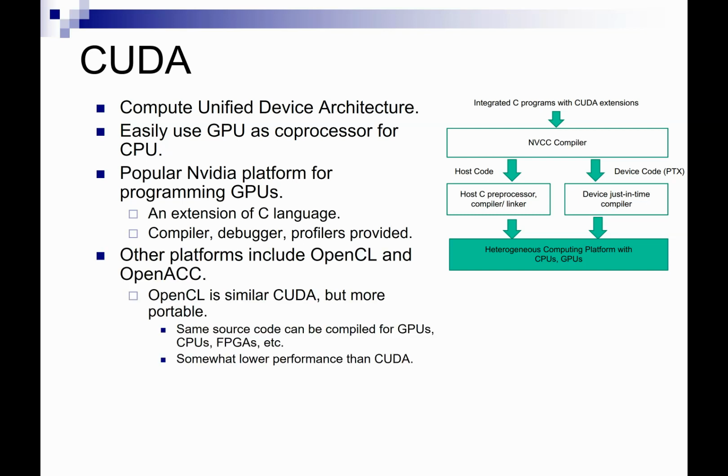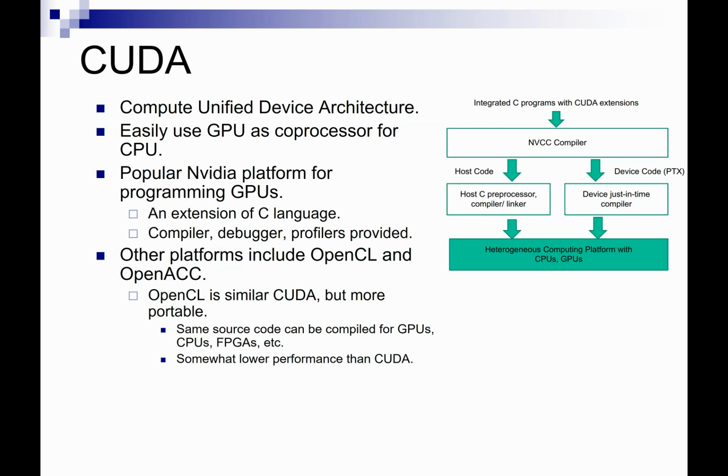Now, besides CUDA, there are other ways to program GPUs. For example, there's an open standard called OpenCL, and there's also something called OpenACC. OpenCL is quite similar to CUDA, so if you know CUDA, then you can learn OpenCL in an afternoon. It's very similar to CUDA, both conceptually and syntactically. But the advantage of OpenCL is that it's more portable than CUDA. For example, OpenCL also works on the AMD GPUs.